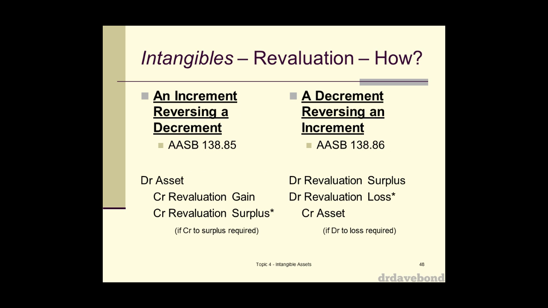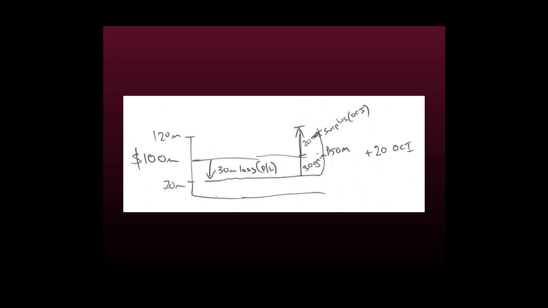If, however, we're going up after already going down, we get rid of the loss first. So we actually do have a gain. If we're going down after going up first, we actually have a revaluation surplus, and anything extra would go through to loss. So I just want to draw this up again, just as a reminder of what that was, because this is pretty important.